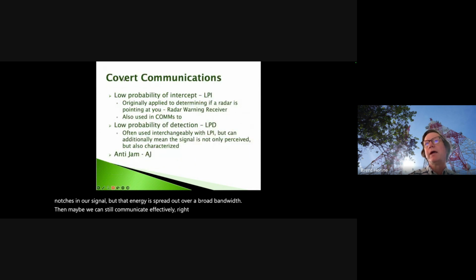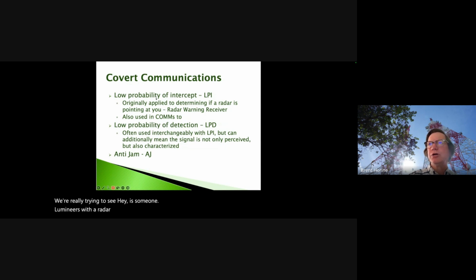So, all right, I mentioned covert communications already. Here we maybe define some terms you might see here. So low probability intercept, LPI, this is originally applied to determining if a radar is pointing at you, right? So that might be a radar warning receiver. Can be also used in communications, but we're really trying to say, hey, is someone illuminating us with a radar?